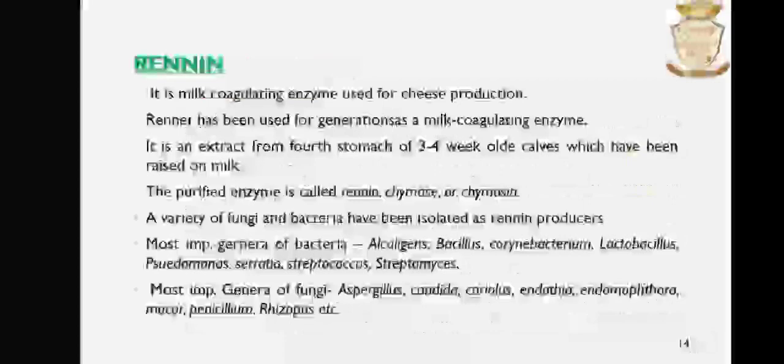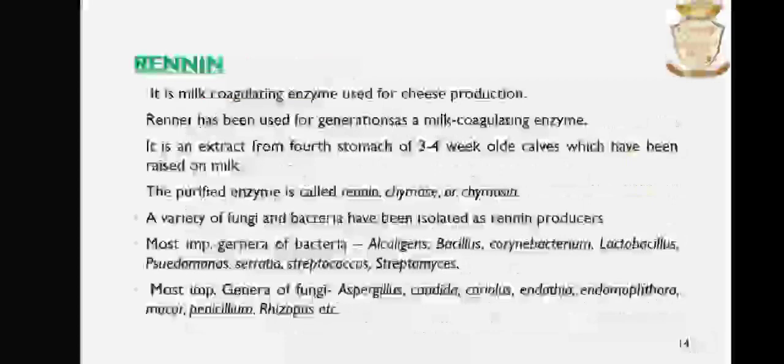Rennin. It is a milk coagulating enzyme used for cheese production. Rennet has been used for generations as a milk coagulating enzyme. It is an extract from the fourth stomach of 3 to 4 week old calves which have been raised on milk. The purified enzyme is called rennin, chymase or chymosin.